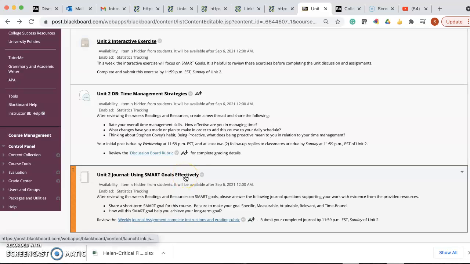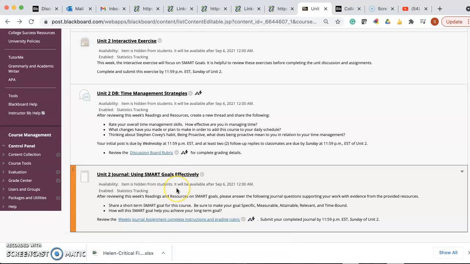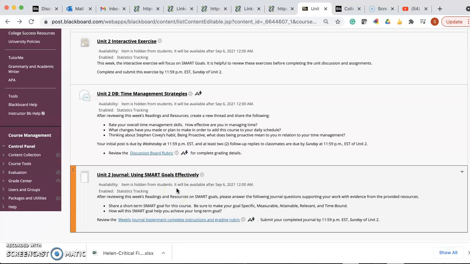For your Unit 2 journal, you're discussing SMART goals, and the SMART goals were part of your interactive exercises. So your 2 questions for the journal this week focus on sharing a short-term SMART goal for the class. Please remember that it needs to follow the acronym of SMART. It needs to be specific. So you would not list a goal like, my goal is to do well in the course, because well is subjective, and what you consider to be well, someone else might not. So make sure it's a specific goal. Maybe it's a letter grade you want to get or a certain objective you want to meet for the course.